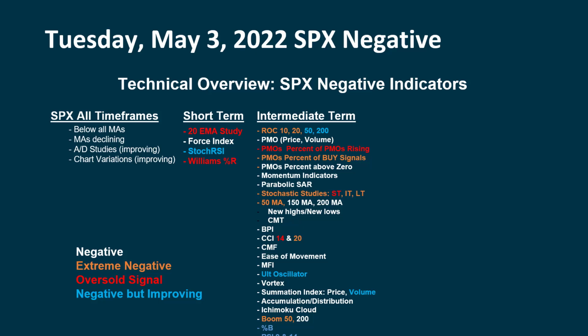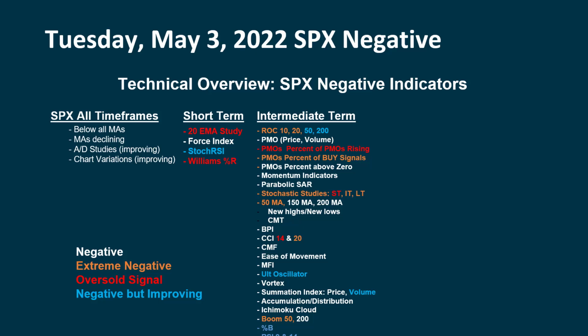And this is all messed up a little bit here. The 50-period moving average is extreme negative, but it's trying to bounce up a little bit, where the 150 and the 200 continue to go lower. The new highs, new lows are declining. The Sean trend meter, that should be CTM, not CMT.